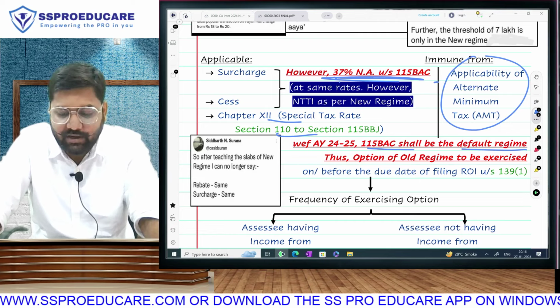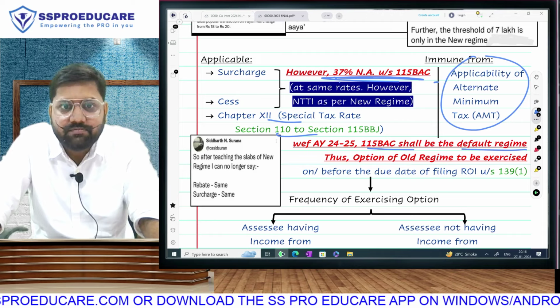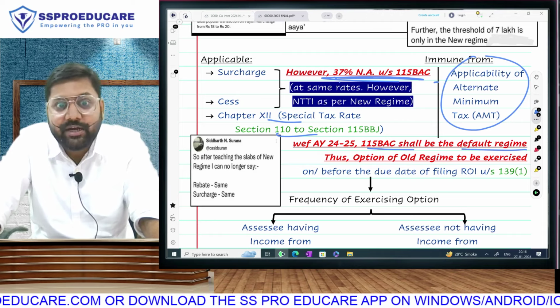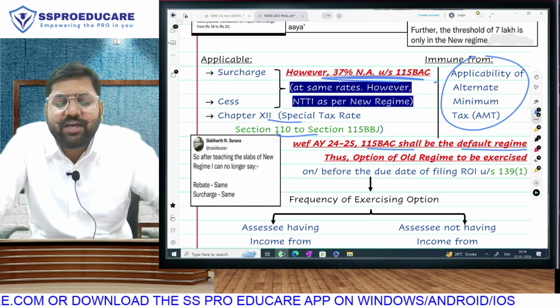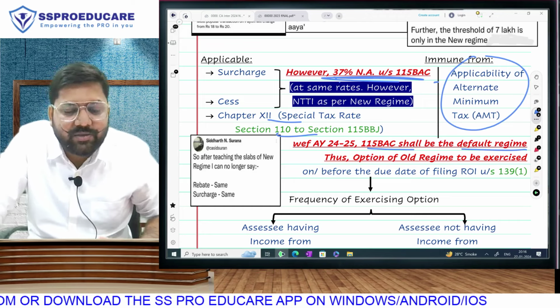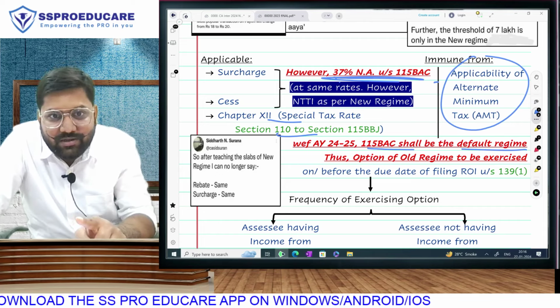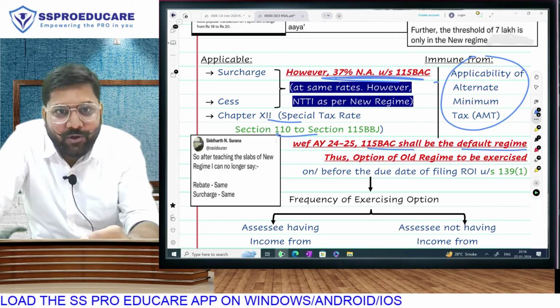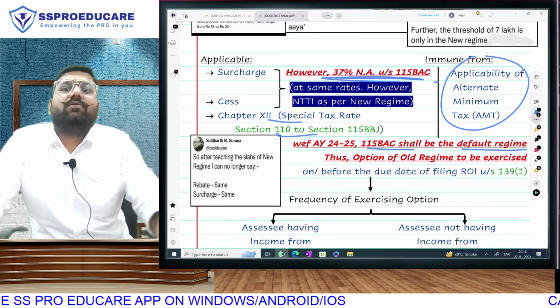You can write it down somewhere. Your exam question will be: calculate tax as per the default regime. That means you have to now calculate as per new. Or if they ask you to calculate if the assessee has opted out of the default regime, opted out means you are in old. Till last year by default it was old and you opted for new. Now by default it is new and you opt for old.